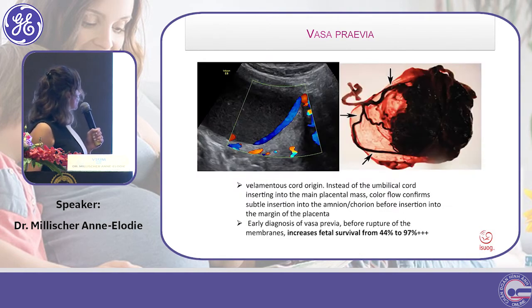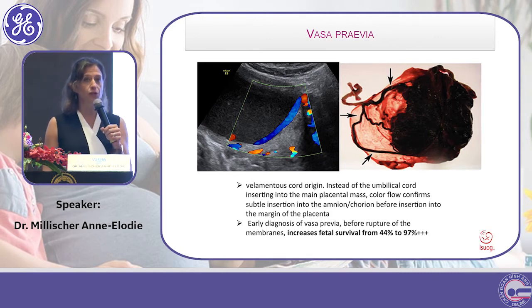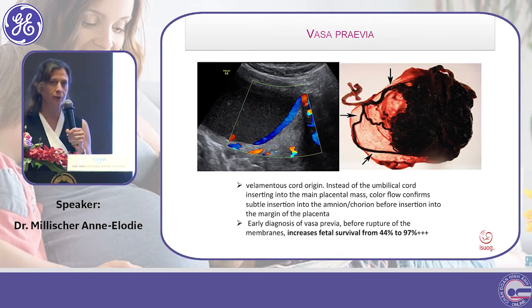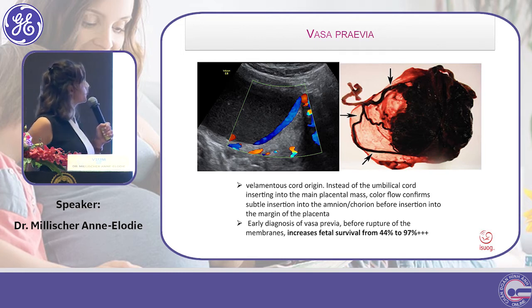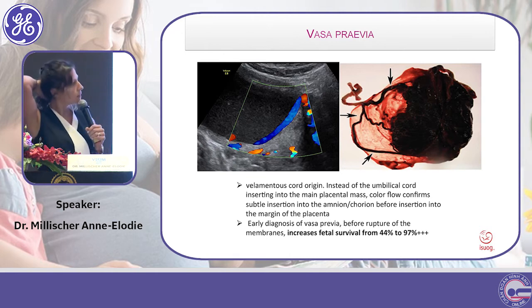We know that early diagnosis of those vasa previa, and here is another example, before rupture of the membrane, increased fetal survival from 44 to 97%. So it is our mission to correctly detect the presence of those possible vasa previa. Cái mạch máu tiền đạo này nếu như mà được chẩn đoán sớm trước khi mà rách màng nhau thì cái tiên lượng rất là tốt, tăng khả năng sống sót lên từ 44 tới 97% luôn.